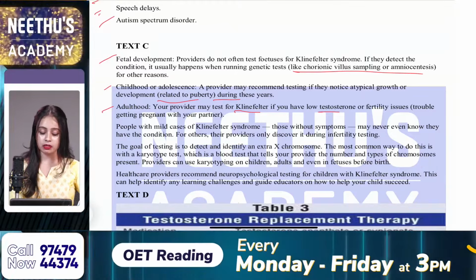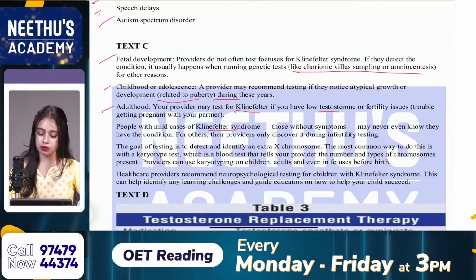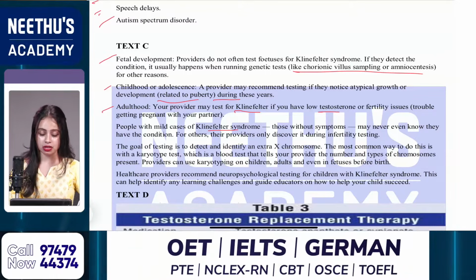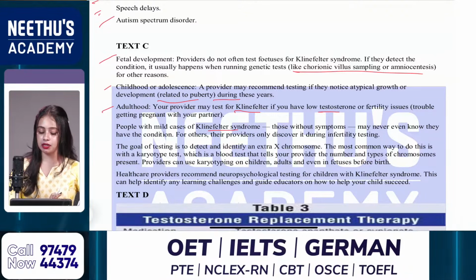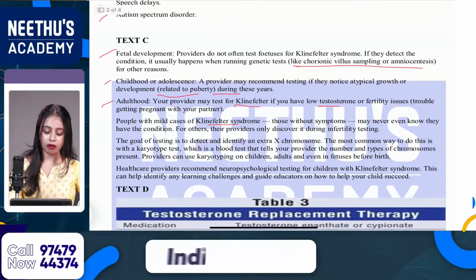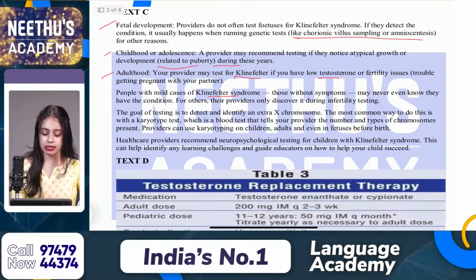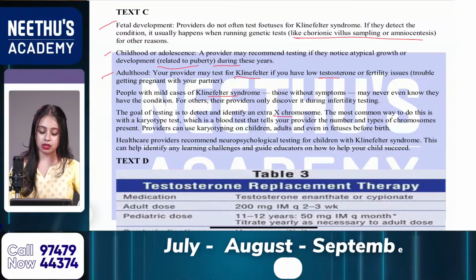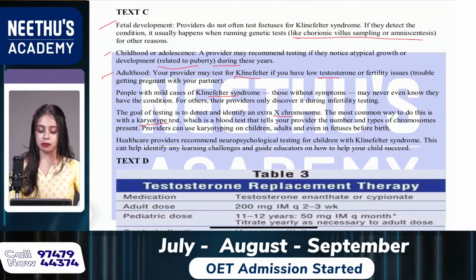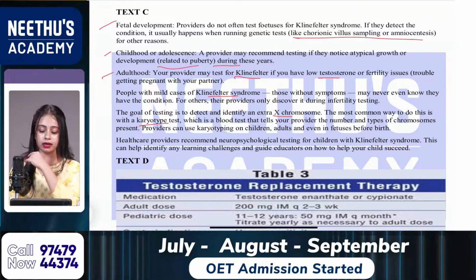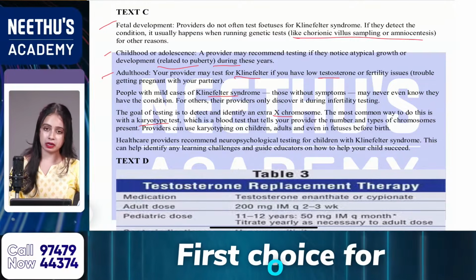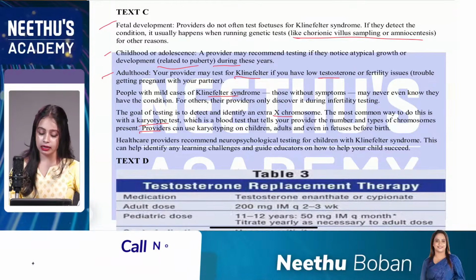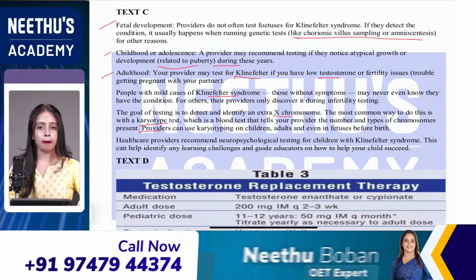Okay, so people with mild cases of Klinefelter syndrome, those without symptoms, may never even know they have the condition. For others, their providers only discover it during infertility testing. The goal of testing is to detect and identify the extra X chromosome. The most common way to do this is with a karyotype test, which is a blood test that tells your provider the number and types of chromosomes present. Providers can use karyotyping on children, adults, and even in fetuses before birth.